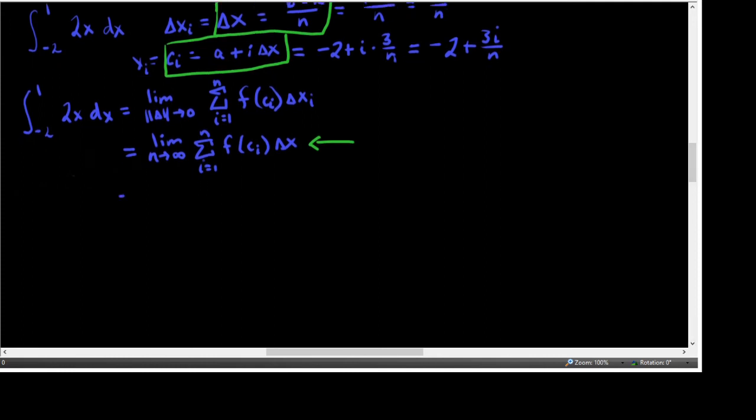Okay, so now let's do the specific problem. That second line that I have an arrow pointing to is kind of a formulaic thing that you should know, that that's how you set it up. Now our function is 2x, and so I'm going to put into the function, which is 2 times x, I'm going to take the c sub I out and put in its place what we calculated c sub I to be, which is negative 2 plus 3i over n. And I'm going to replace the delta x with what we calculated above, which was 3 over n.